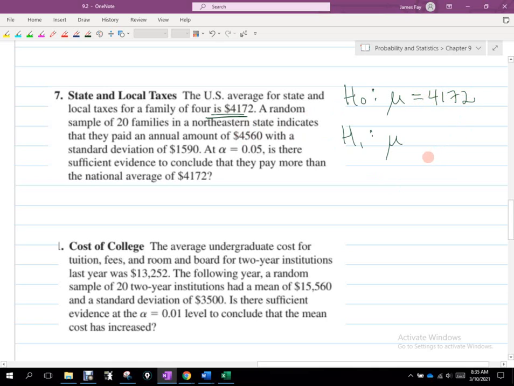A random sample of 20 families in a northeastern state indicates that they paid an annual amount of $45.60 with a standard deviation of 59, alpha equals 0.05. Is there sufficient evidence to conclude that they pay more than the national average? When they say more than the national average, we would be looking at the alternative hypothesis being that. Does that kind of make sense?